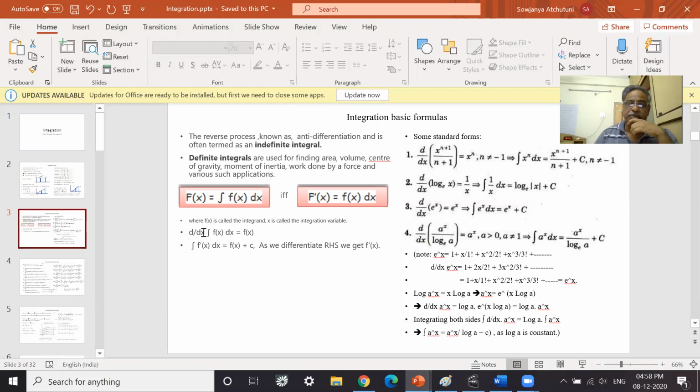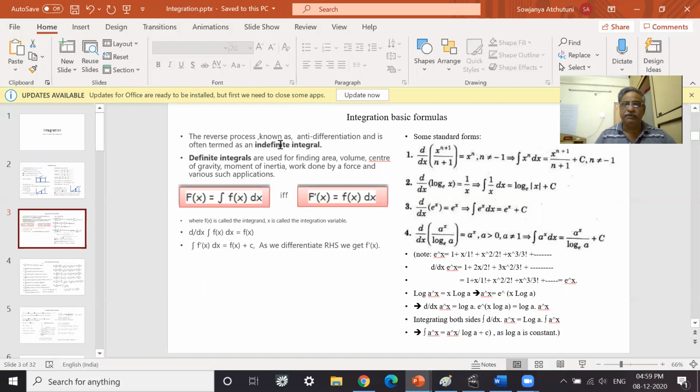Suppose I differentiate d/dx of f(x); the d/dx and the integration get cancelled out. So the integration of f'(x) dx is equal to f(x) plus a constant, since the differentiation of f(x) is f'(x). If I differentiate the right-hand side, what do I get? f'(x) plus 0. So c can be anything. f'(x) plus 0 will satisfy my left-hand side. So that is why the constant appears in indefinite integrals.